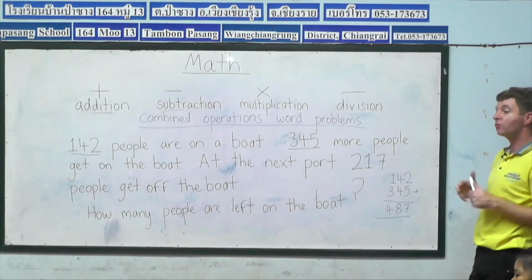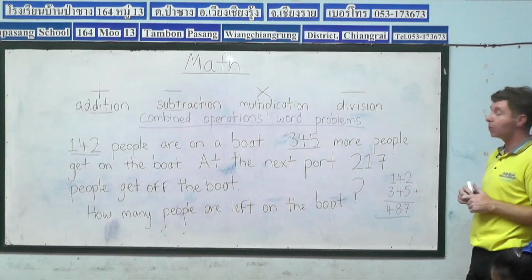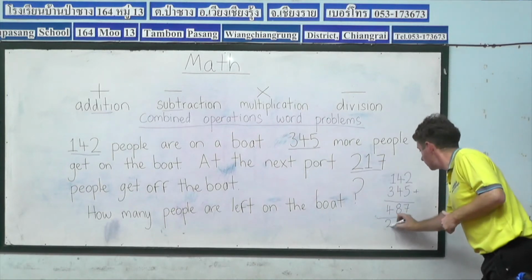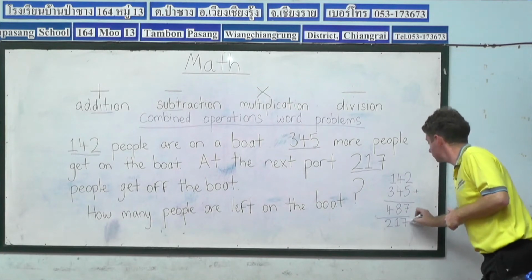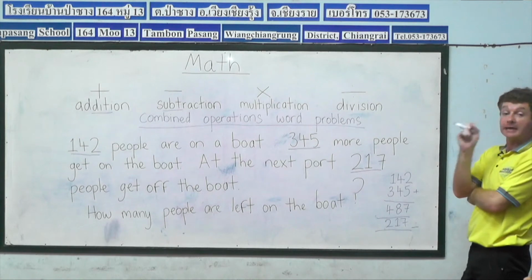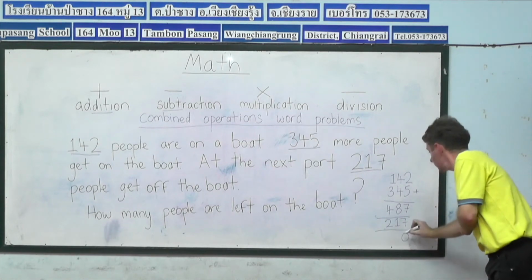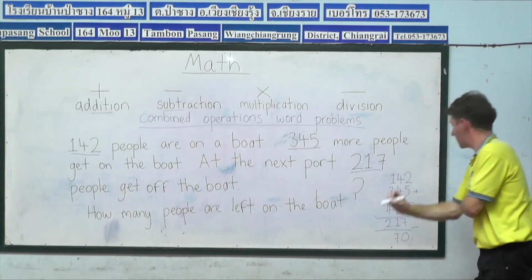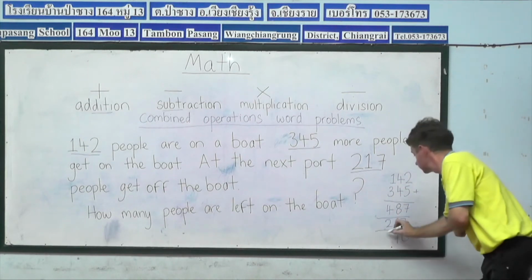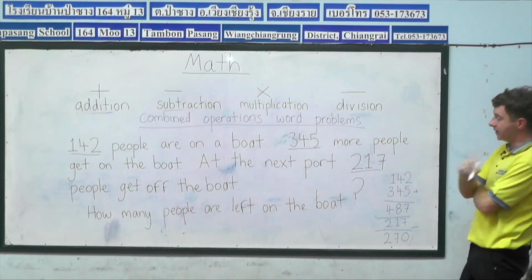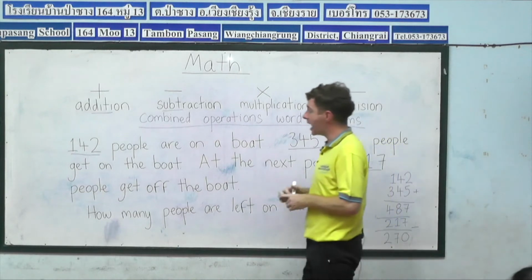No. What do we need to do next? Subtract. We need to subtract. 270. Okay. 2, 1, 7. Minus. So 7 minus 7 equals 0. 8 minus 1, 7. 4 minus 2 equals 2. What's our answer? 230.